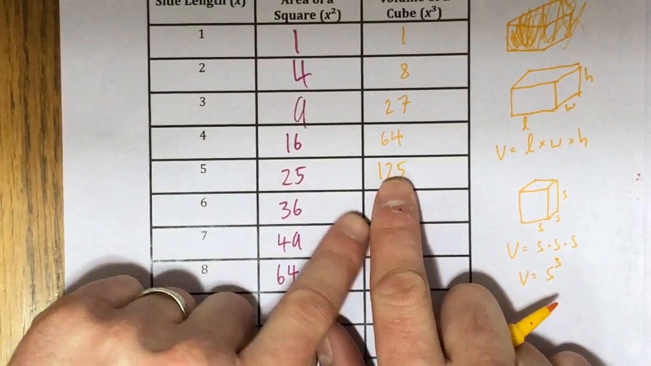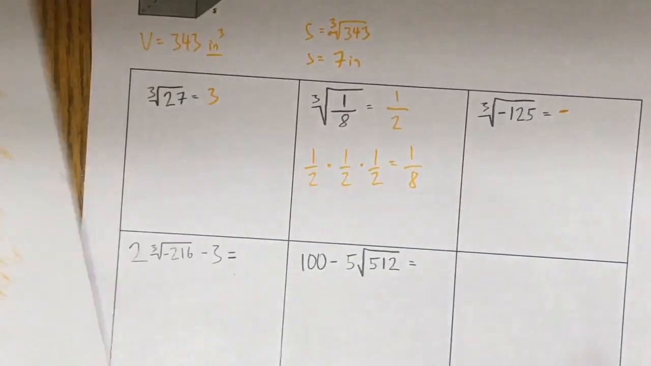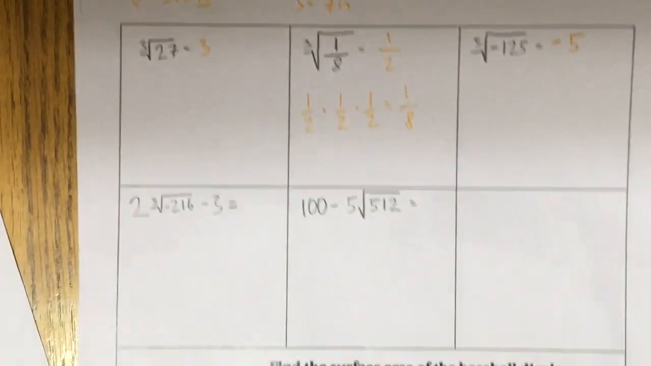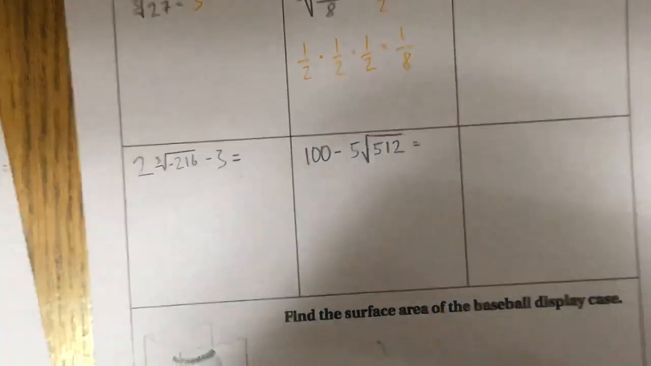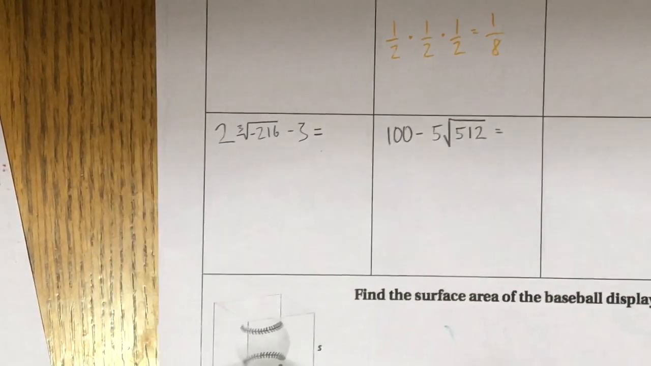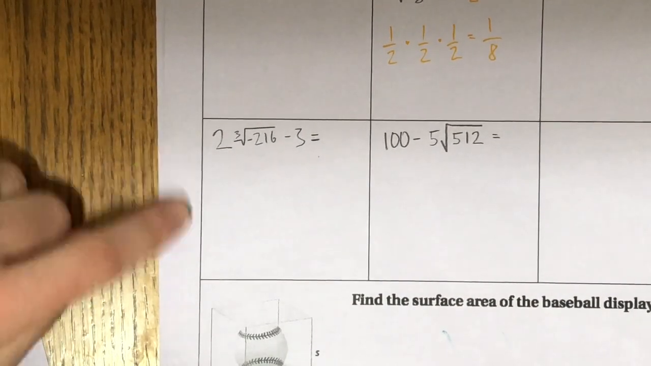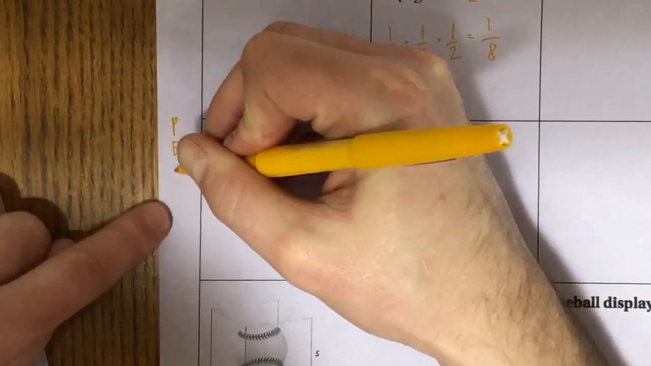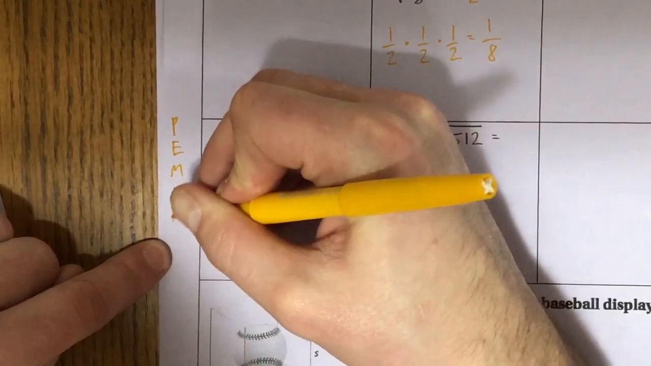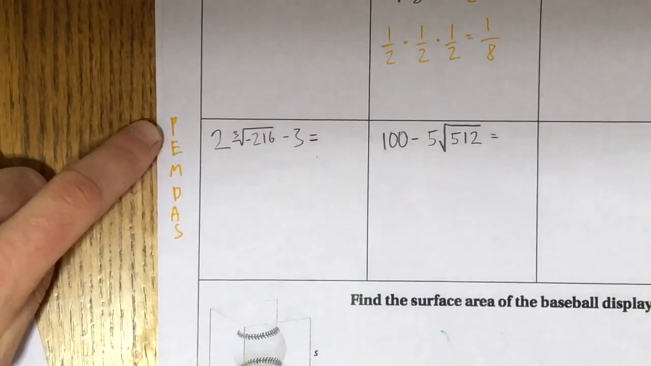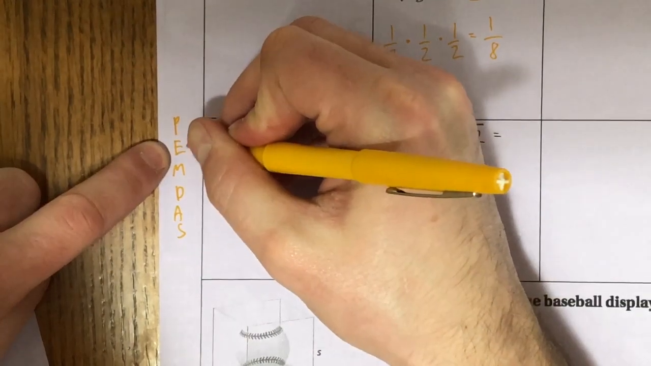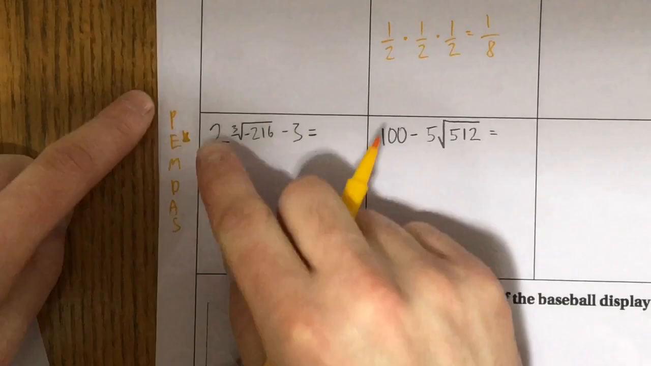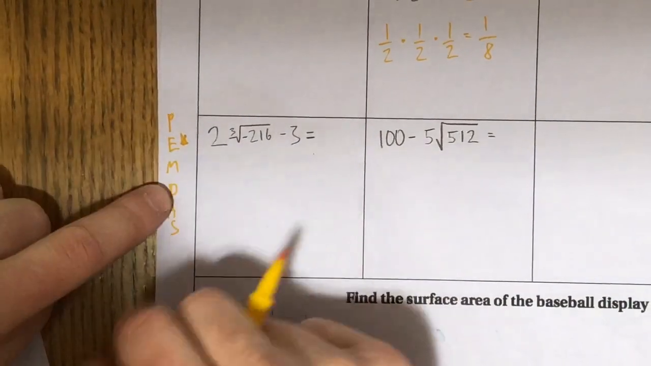Oh, there it is. Cube root is negative 5 here. All right. Now we got some expressions with cube roots in them. I'm just going to remind you that we solve these expressions and/or equations following the order of operations known as PEMDAS. Cube roots and square roots are like exponents, so I want to do them in that order. So almost always, I'm going to do them first after parentheses.